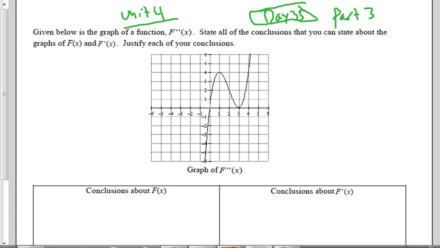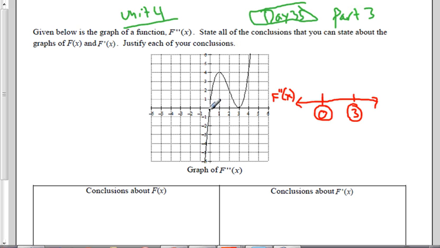Hopefully you've taken a shot at it, and we see that I came up with 4 conclusions for f of x and 7 for f prime of x. Originally I only came up with 6 for f prime of x, but we found another one. So let's take a look at it.